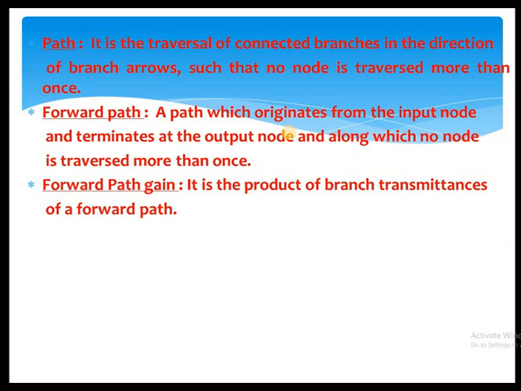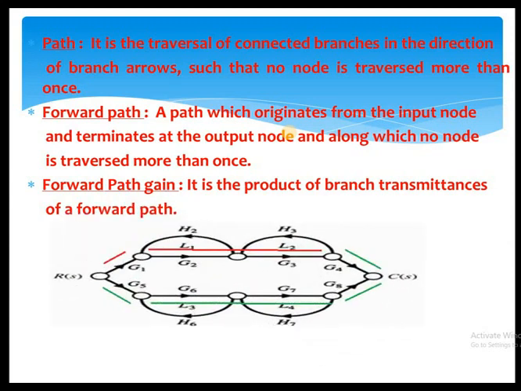While traveling from input node to output node, you should product all the gain values through the path. That is nothing but a forward path. For example, consider this diagram for reference purposes. R of S is an input node because it has only output signals. What about C of S? C of S consists of only incoming signals. That's why it is an output node and R of S is an input node.